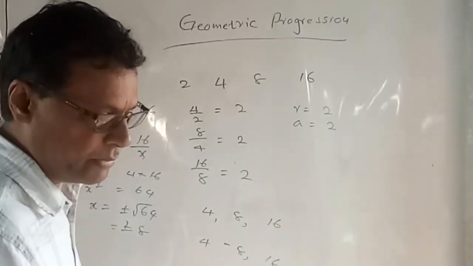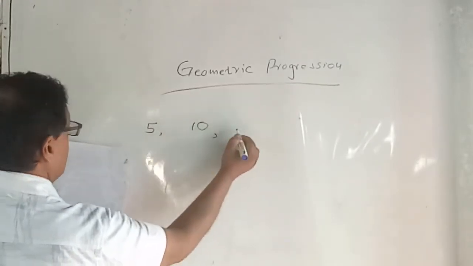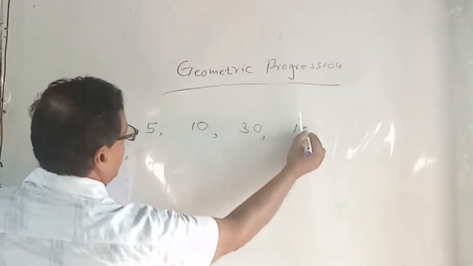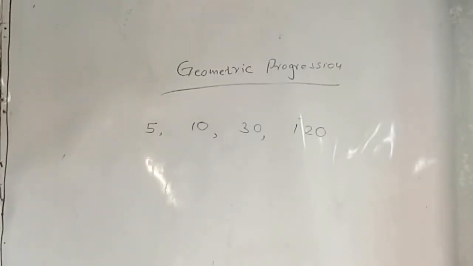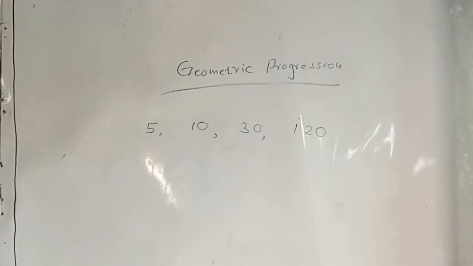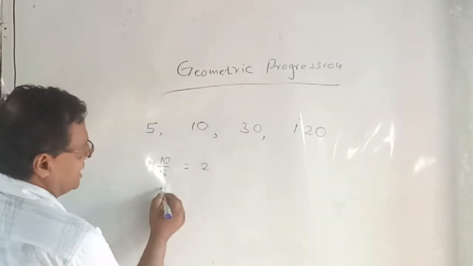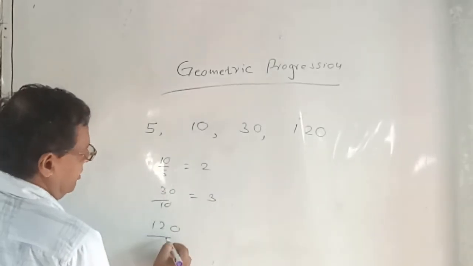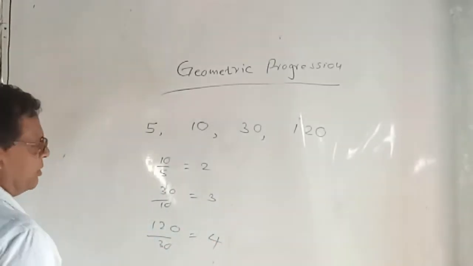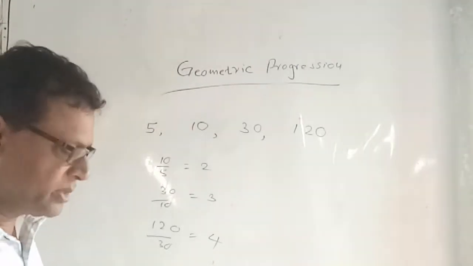Another example for you. Consider this one: 5, 10, 30, 120. Is this a GP or not? To check this, you have to get the common ratio. 10 divided by 5 is 2, whereas 30 divided by 10 is 3, and 120 divided by 30 is 4. So the common ratio is not the same, therefore it is not a GP.